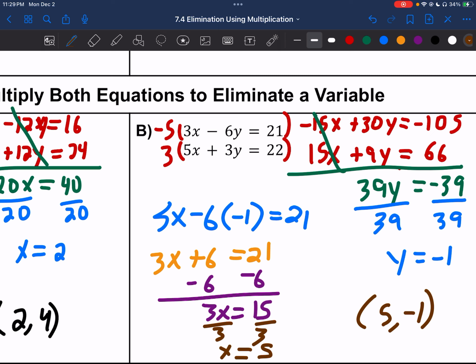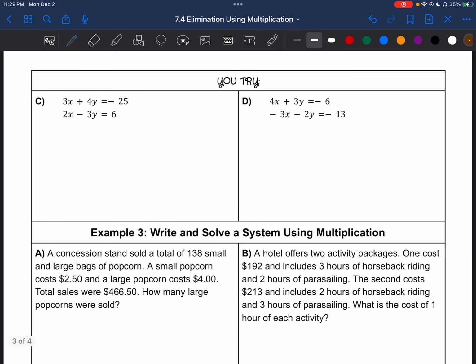All right, so now we're going to go on to the next page. And these, there is no two ways about it. There is only one option in order to solve these, and you're going to go ahead and do that as a you try, and then come back and check your work against my examples.